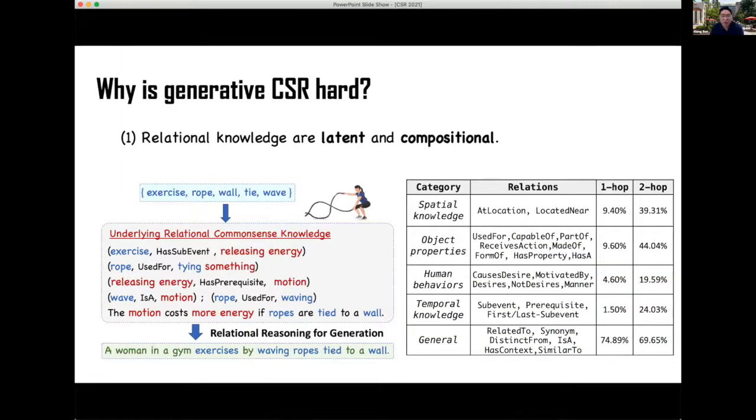And in fact, when we're creating these datasets, by curating this set of concepts, we keep in mind that we try to diversify the types of knowledge that might possibly be used to tie these concepts together. So we look into spatial knowledge, object properties, human behavior, temporal knowledge, and some other general ones.